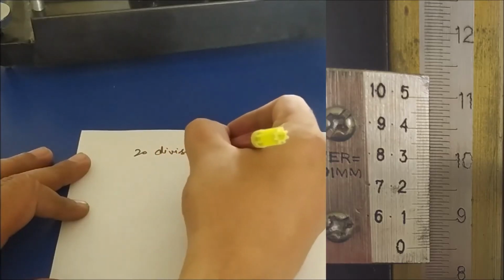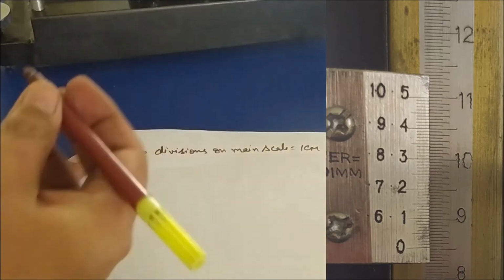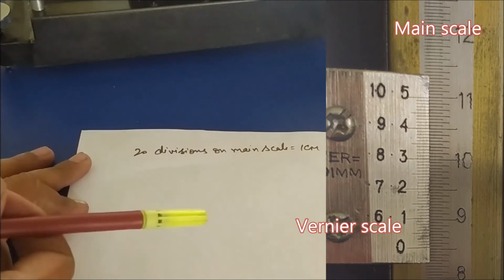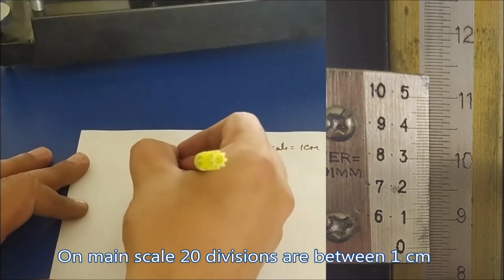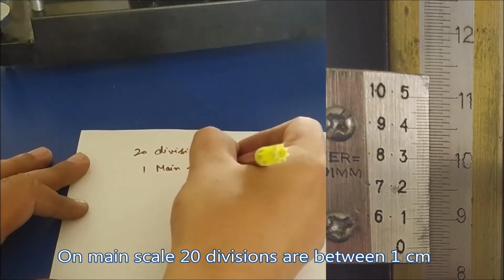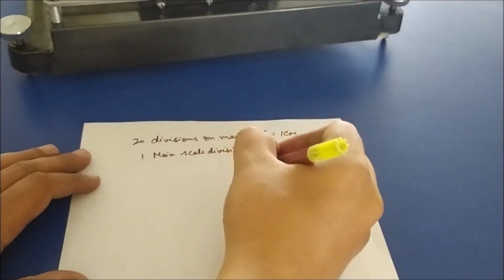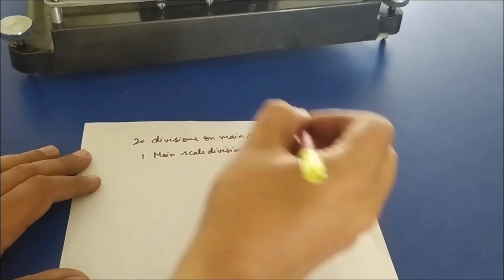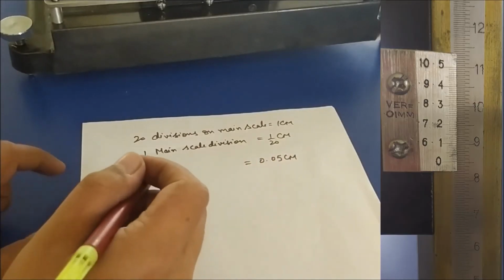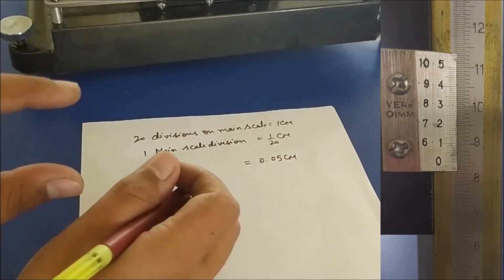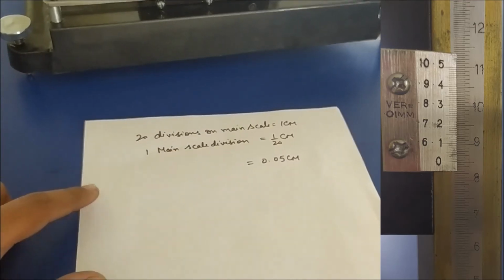Now 20 divisions on the main scale equal 1 centimeter. As you were seeing, the scale on the vertical bar is in centimeters, and now one main scale division equals 1 upon 20, that is 0.05 centimeter. Now again let's move to the vernier scale. You can clearly see in the image that your vernier scale has 50 divisions, and those 50 divisions coincide with 49 divisions on the main scale.